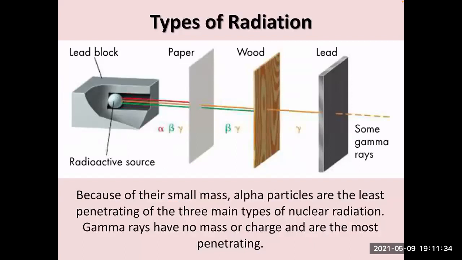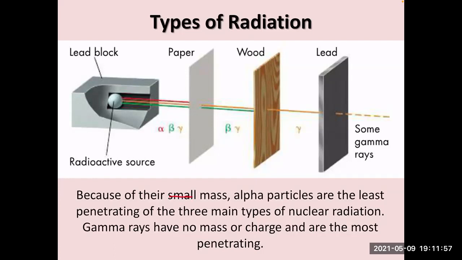So this is just showing you the different types of particles and what they can penetrate, okay? Because of their large masses, alpha particles are the least penetrating of the three main types of nuclear radiation. Gamma rays have no mass or charge and are the most penetrating.